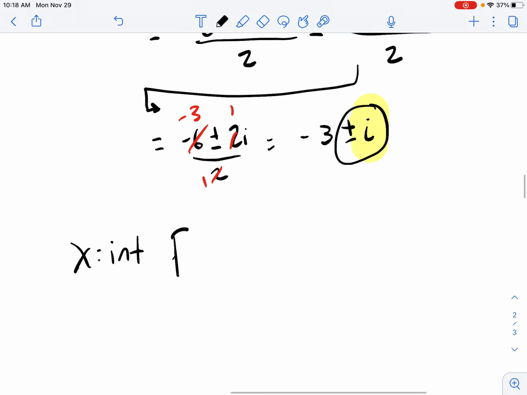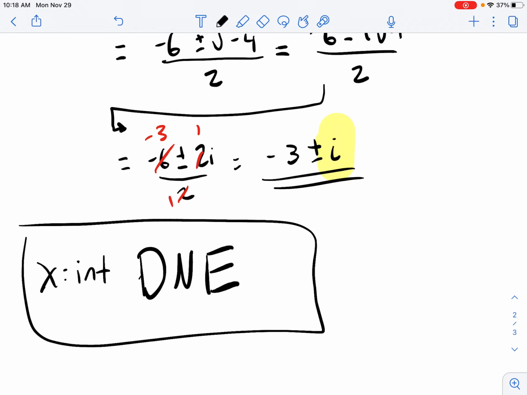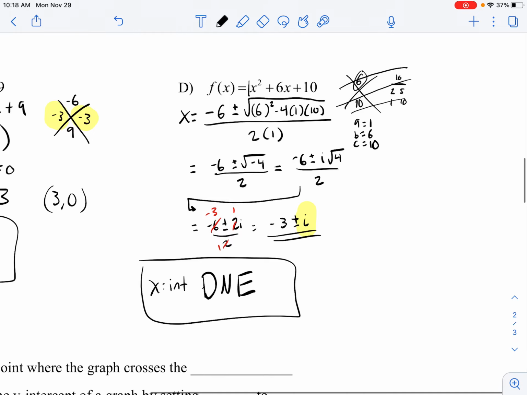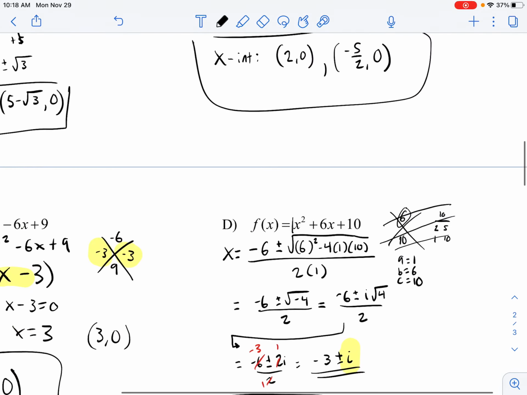Meaning, you do not have any x-intercepts. So yes, while you can solve for x, if you ever get imaginary numbers, you will not have x-intercepts. That means the graph will not cross the x-axis in the real number plane. Alright, so that is finding x-intercepts and writing x-intercepts.